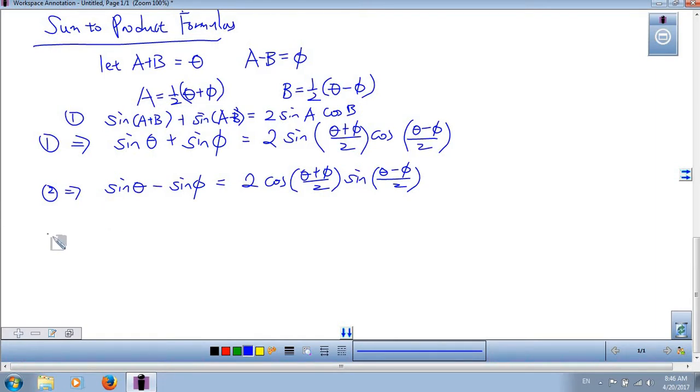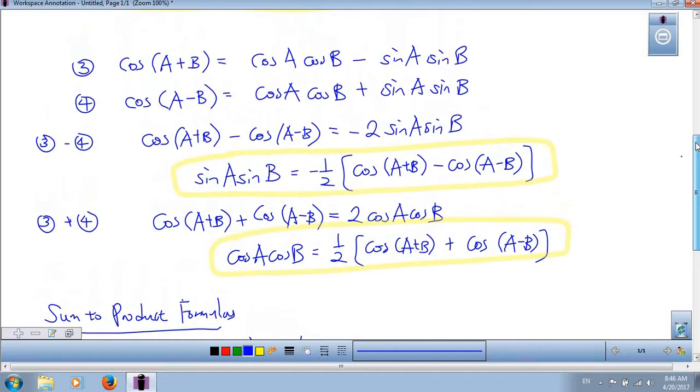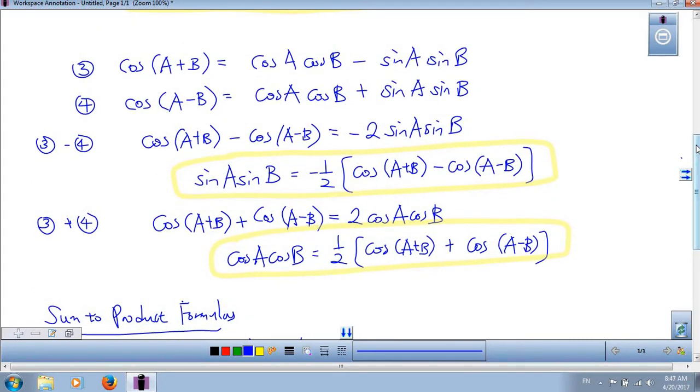Okay, alright, number 3 equation is cosine of theta minus cosine of phi. I guess I did the minus first. Okay, for the next equation here, let's see, equation number 3.